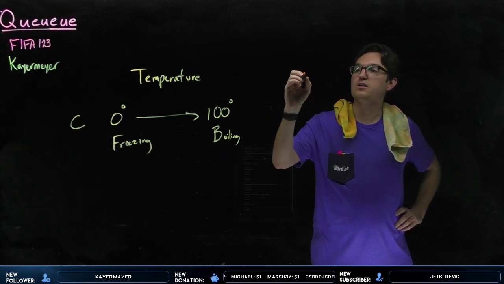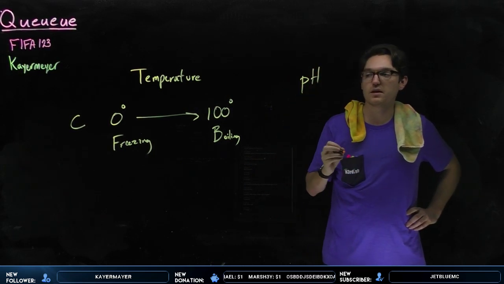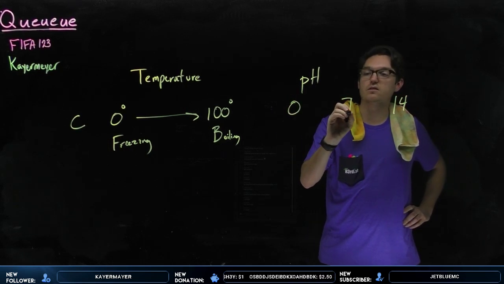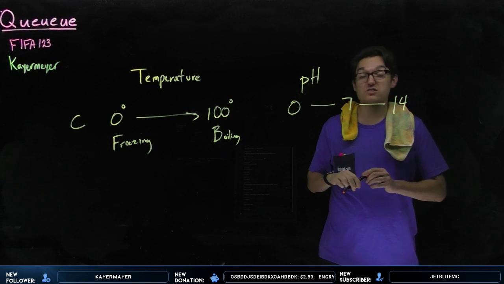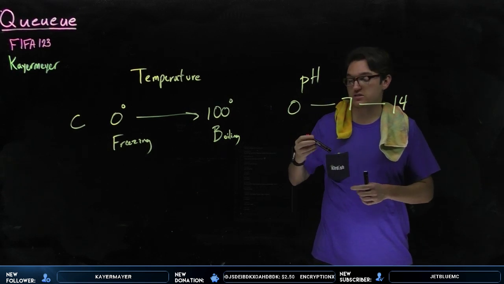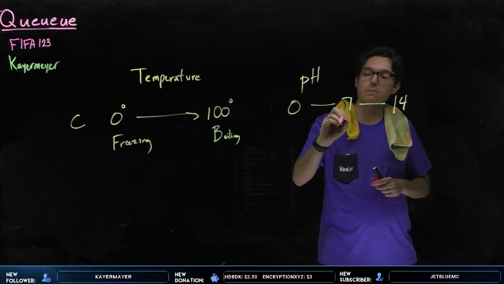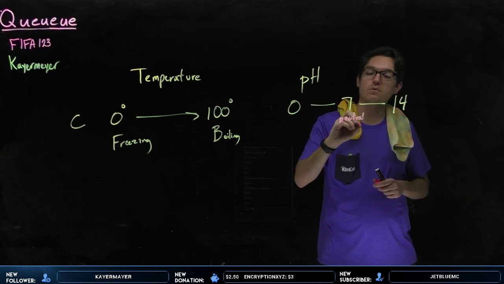Great. Next thing you need to know is the pH scale. The pH scale measures how acidic or basic something is. It goes from 0 to 14. In the middle is 7. 7 is neutral, neither an acid nor a base, and water is an example of a neutral chemical.